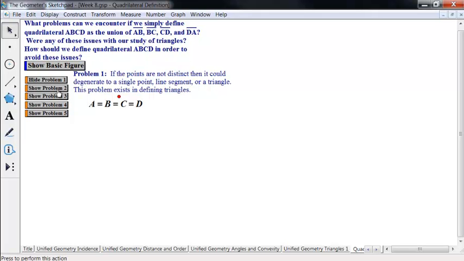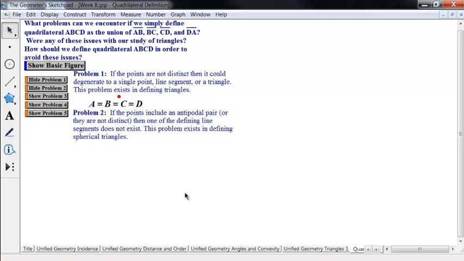The other problem that also showed up in triangles is we have to make sure that each of the line segments AB, BC, CD, and DA are actually defined. So we know that for any 2 non-antipodal points, there's exactly 1 line segment with those 2 points as endpoints. But if we have an antipodal pair in our group of 3 points for triangles or 4 points for quadrilaterals, then the triangle or quadrilateral doesn't exist. So we need to make sure that we have 4 distinct points and no 2 of them are antipodal.